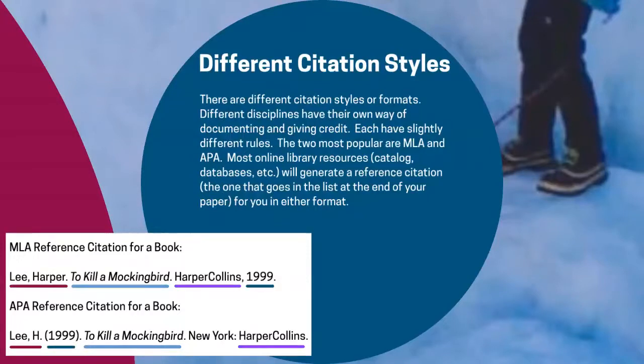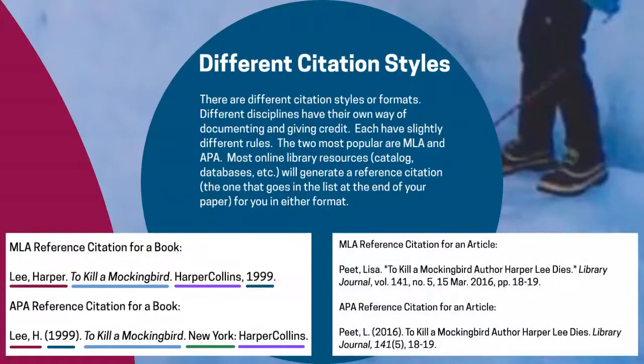The date is a little bit different. MLA wants it at the end without parentheses. APA wants it at the front right after the author's name in parentheses. And then when it comes to the place of publication, MLA doesn't need that at all, but APA does want it. And the similarities and differences also carry over into articles.